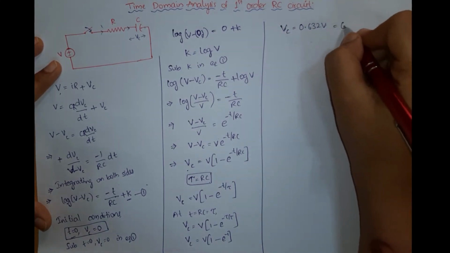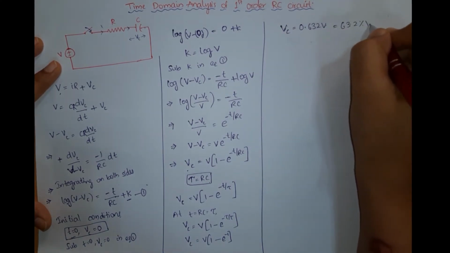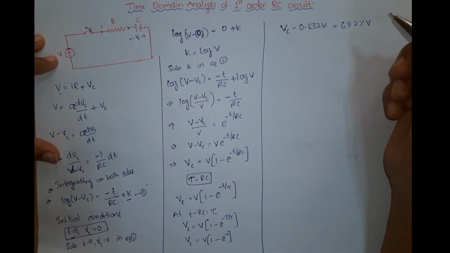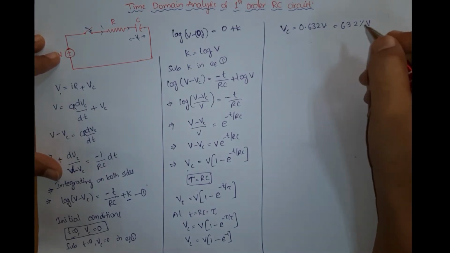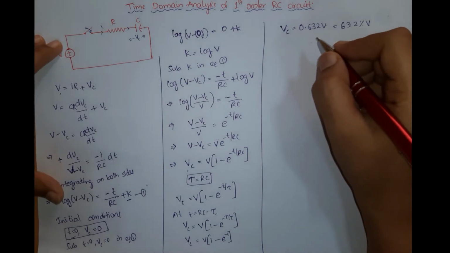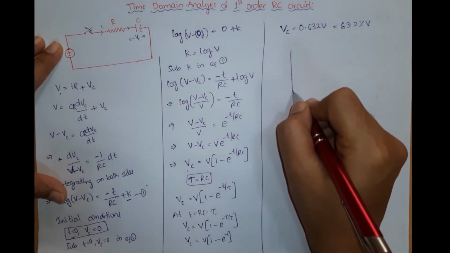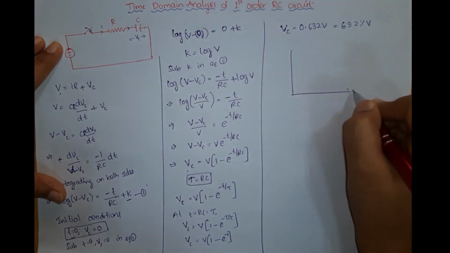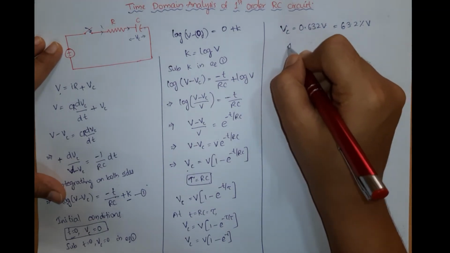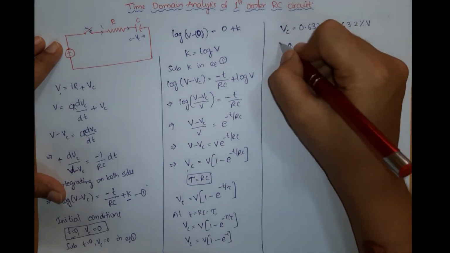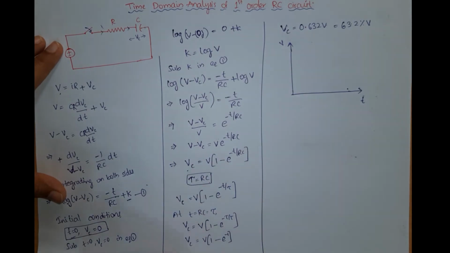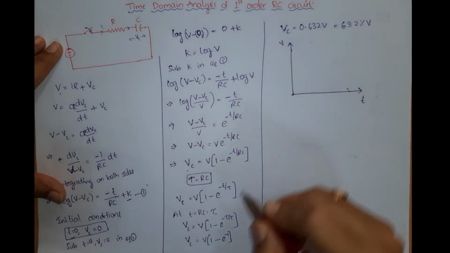That is nothing but 63.2% of the total maximum voltage. So for different values of t, if we now draw the response of this capacitor voltage, see, this is t, V. At t equals 0, Vc was 0, that means here.